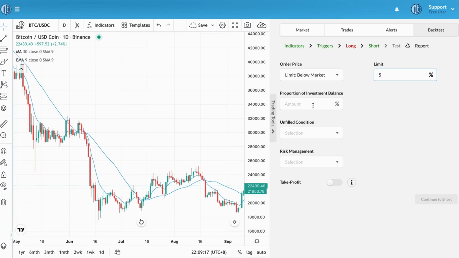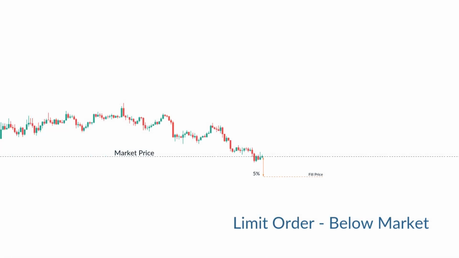The proportion of investment balance indicates how much of your investment balance will be allocated per trade. A common practice is to keep this value below 5% to ensure that the investment is not overexposed in any given trade. However, this is not a golden rule and some strategies, such as a stop and reverse system, use much greater proportions.